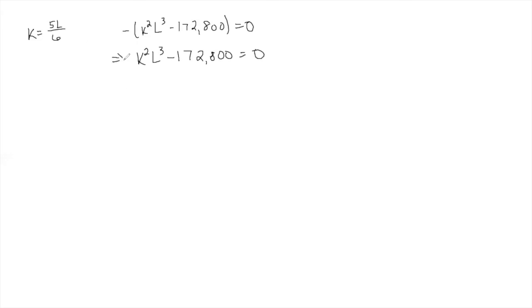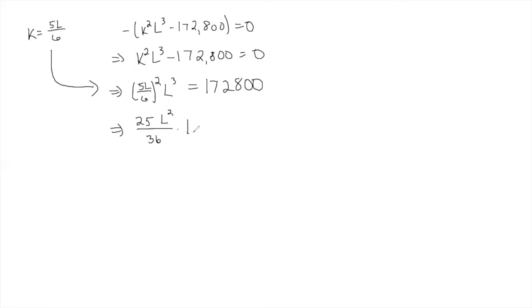Using this substitution, I have 5L over 6 squared times L cubed. I can even write equals there and just do that all in one step. 172,800. So that gives me 25L squared over 36 times L cubed equals 172,800. So I get 25L to the 5th over 36 equals 172,800.